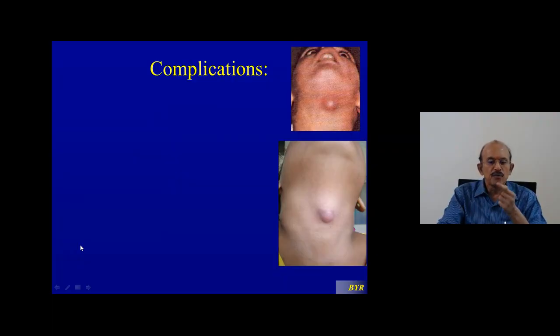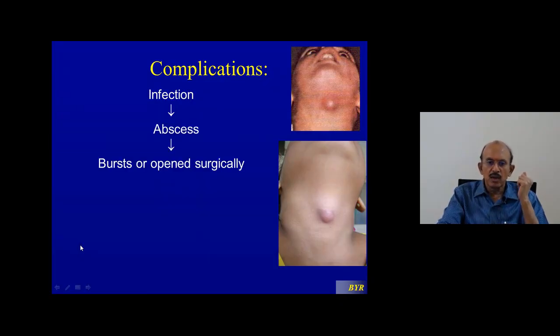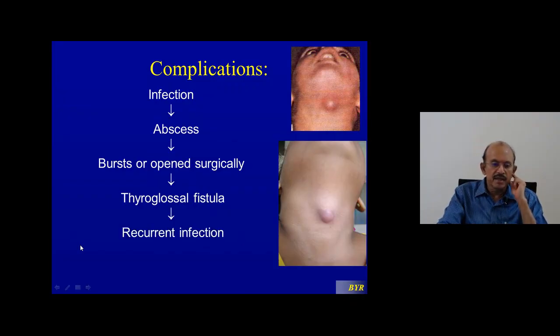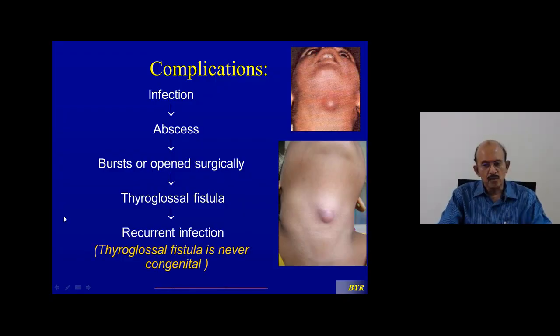The complications of the thyroglossal cyst: number one, infection. The infection can lead to abscess formation. The abscess is incised or bursts, then it leads to a fistula. Whenever a fistula is there, that produces recurrent infection. Thyroglossal fistula is never congenital. It is always acquired. First, it starts as a thyroglossal cyst. It becomes later an abscess. The abscess bursts open and forms the fistula.